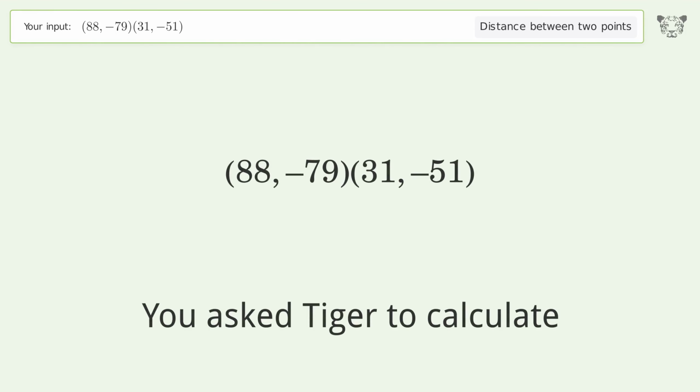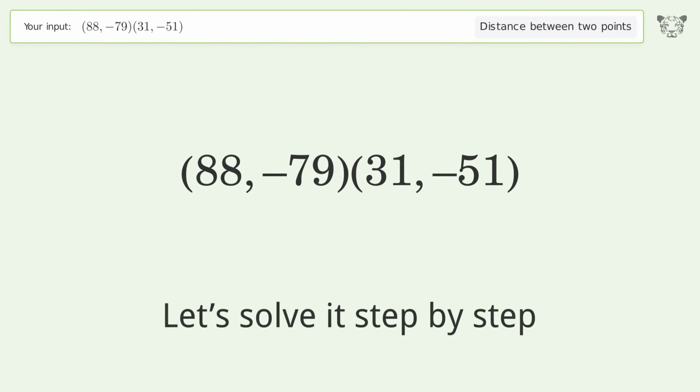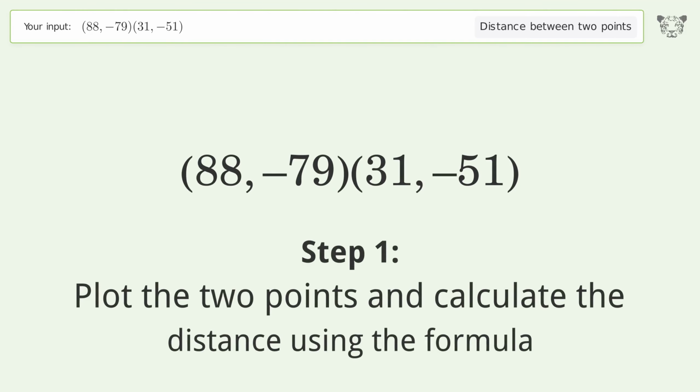You ask Tiger to calculate. This deals with the distance between 2 points. The distance between the 2 points is the square root of 4033, or 63.506. Let's solve it step by step. Plot the 2 points and calculate the distance using the formula.